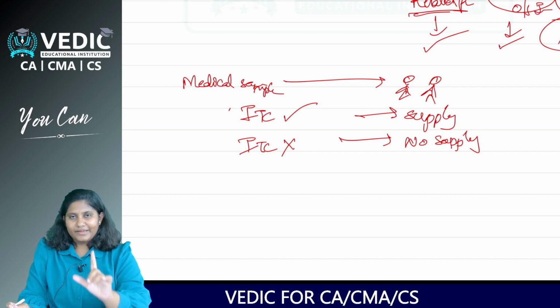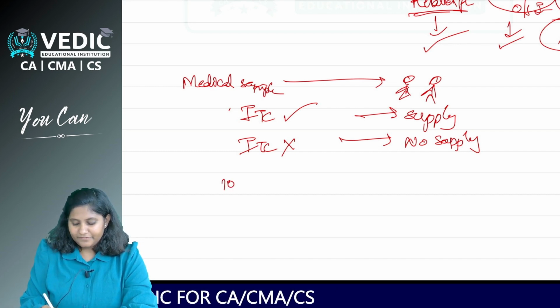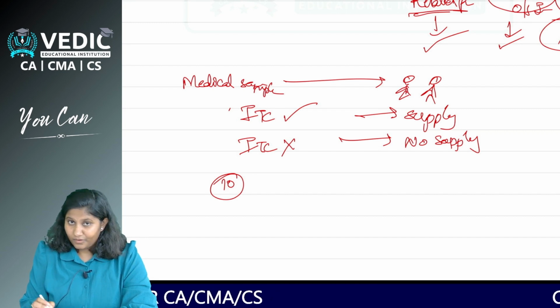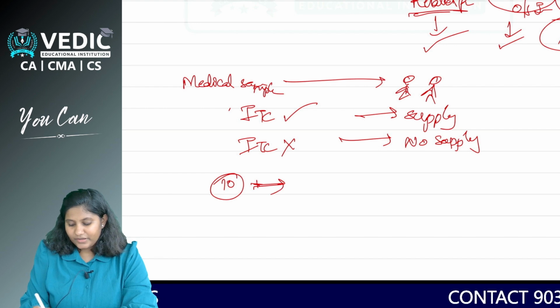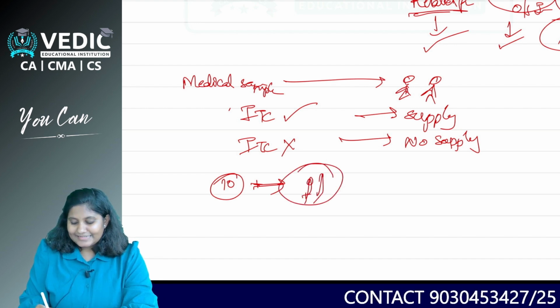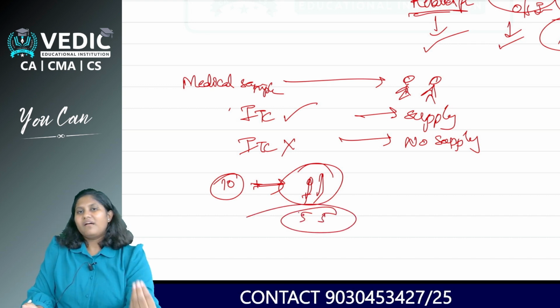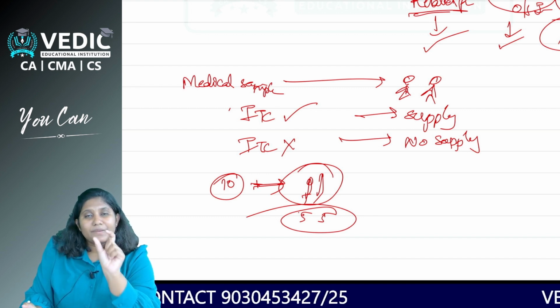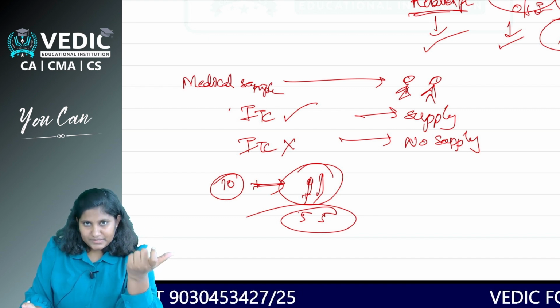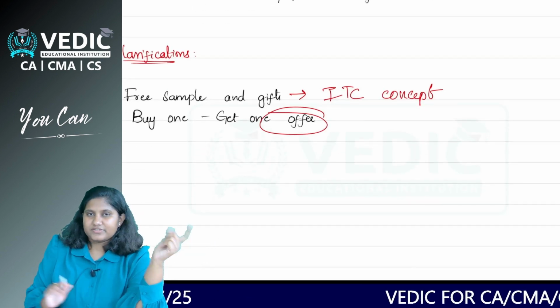Next, buy one get one offer. Basically, if you buy one, you get one free. Suppose you are buying a pen for 10 rupees and you are getting one more pen for it. For 10 rupees only you are getting both pens. So basically, what is the cost of each pen? 5 rupees each. That is how we consider it. For the cost of one, you are getting 2 pens, so those 2 pens are charged for that 10 rupees, basically 50-50%. That's how the clarification is given here.